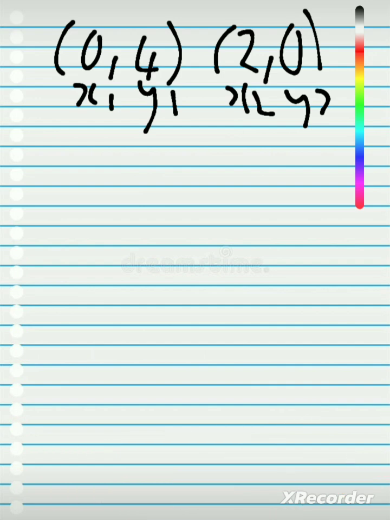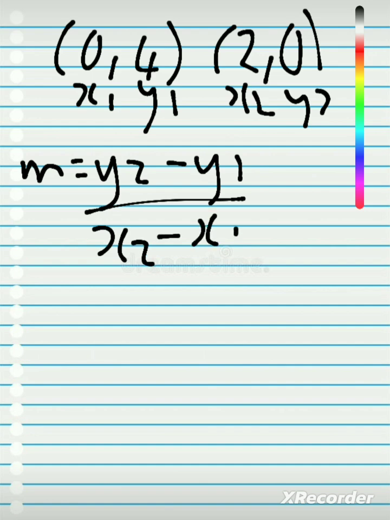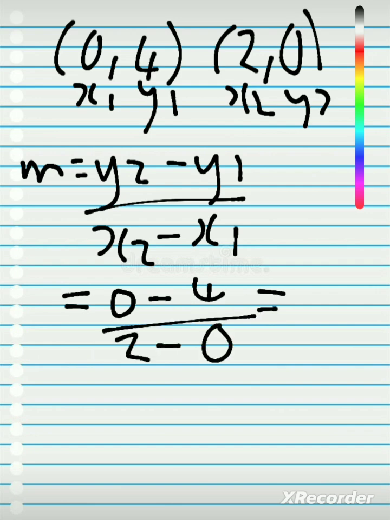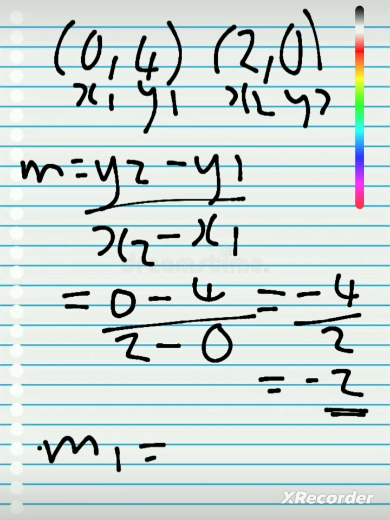Okay, so we have m equals y2 minus y1 over x2 minus x1. Y2 is 0 minus 4, y1, over x2 which is 2 minus x1 which is 0. So 0 minus 4 is negative 4, 2 minus 0 is 2. Negative 4 divided by 2 is negative 2. So this is the gradient of the first line. Now it is the same gradient for the parallel line, because the gradient of the first line is the same as the gradient of the second line, which happens to be the parallel line. So they have the same gradient, like I said. Now we're going to use it to find the equation of the parallel line.